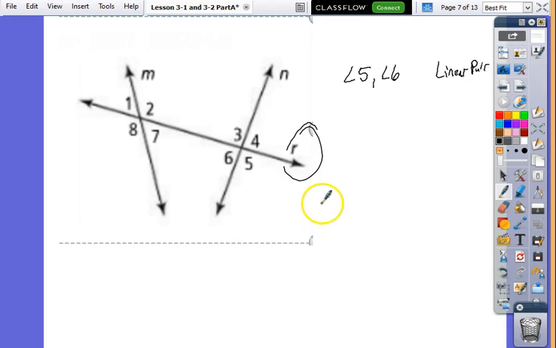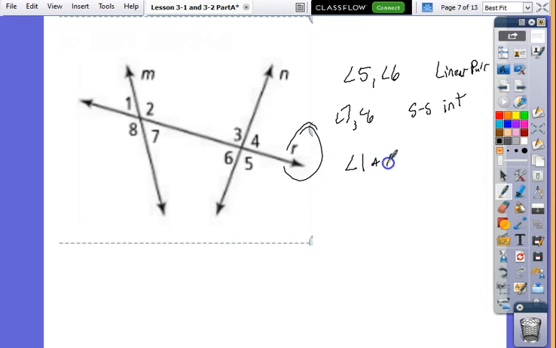All right, angles 7 and 6, Gracie. Same side. So 7 and 6 are same side interior. I would do S-S int. That's enough information for me to know you meant same side interior instead of having to write out all of those words.